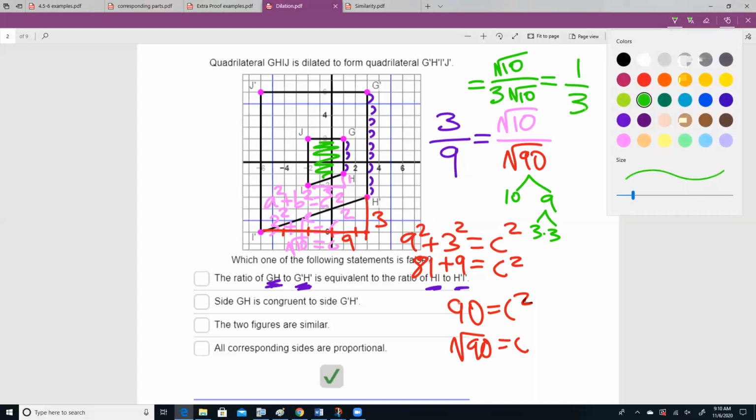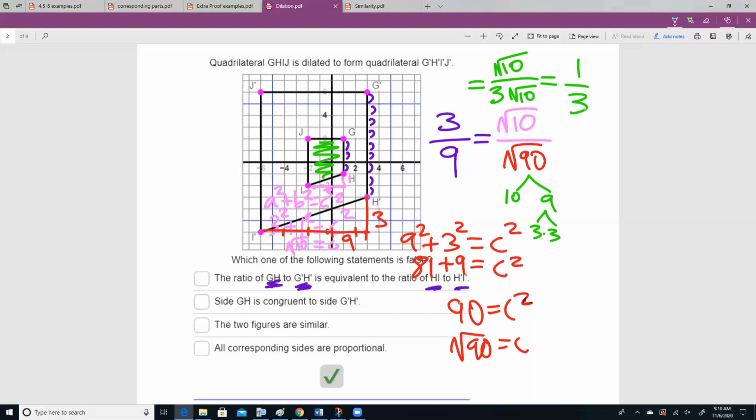Now, simplifying the left-hand side is going to be much easier. Let's see. I could say that that's 3 times 1 over 3 times 3, because 3 times 1 is 3 and 3 times 3 is 9. 3's cancel and we have 1/3. So both ratios are equal to 1/3, so we know that this first statement is true, so it's not our answer.